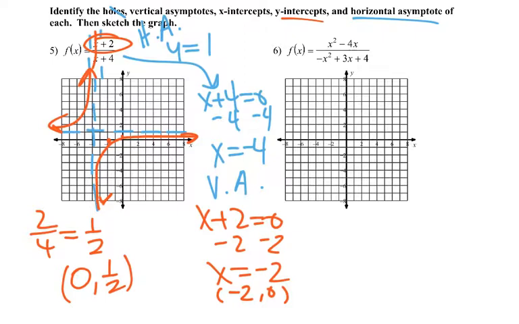Okay, so now number 6. Once again, highest degree, 2 and 2, so 1 over negative 1. So y equals negative 1 is my horizontal asymptote.